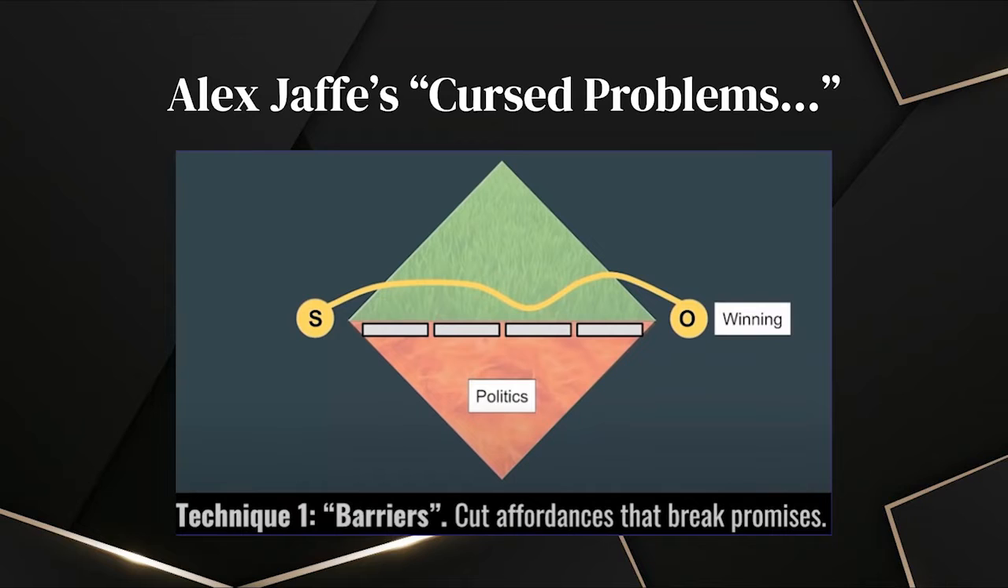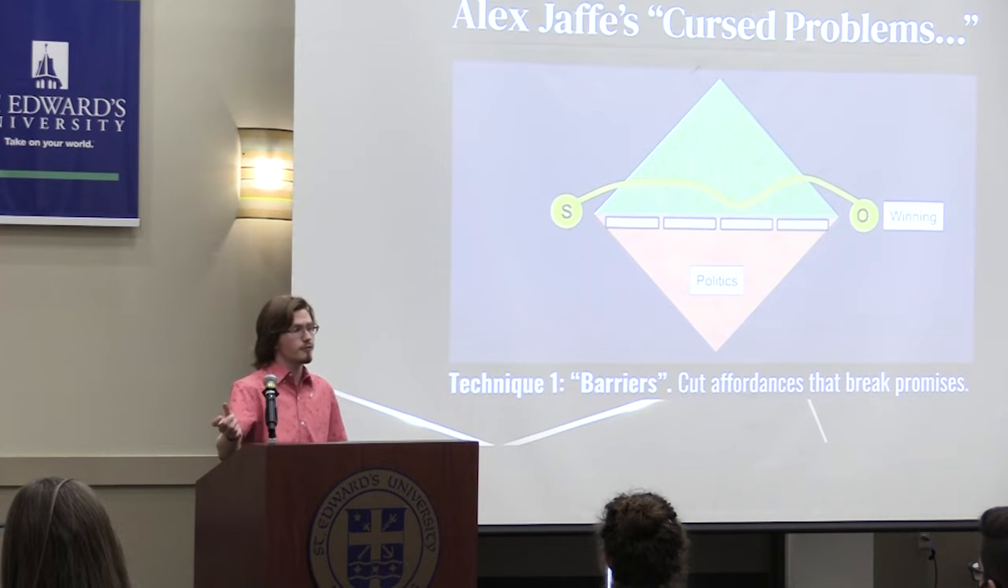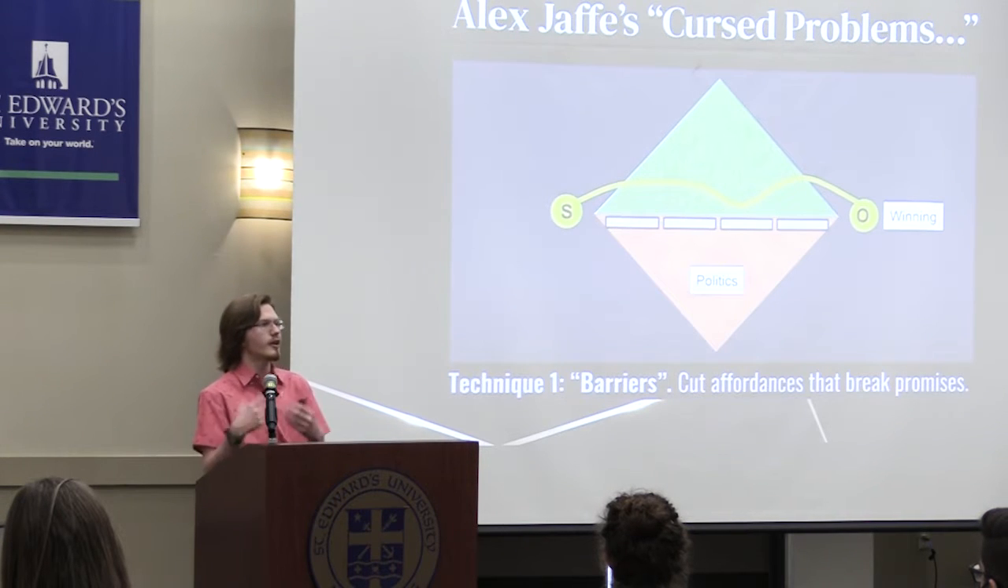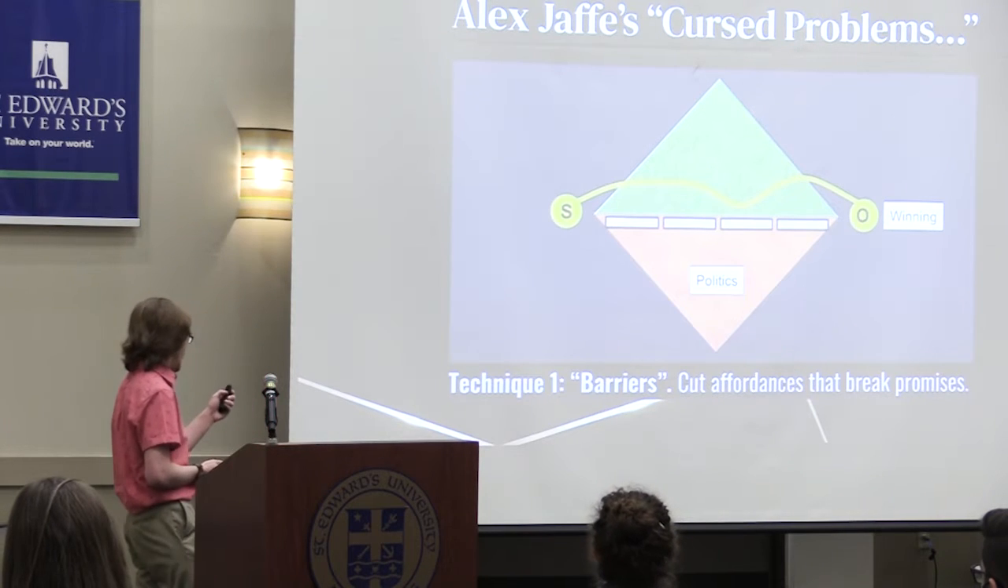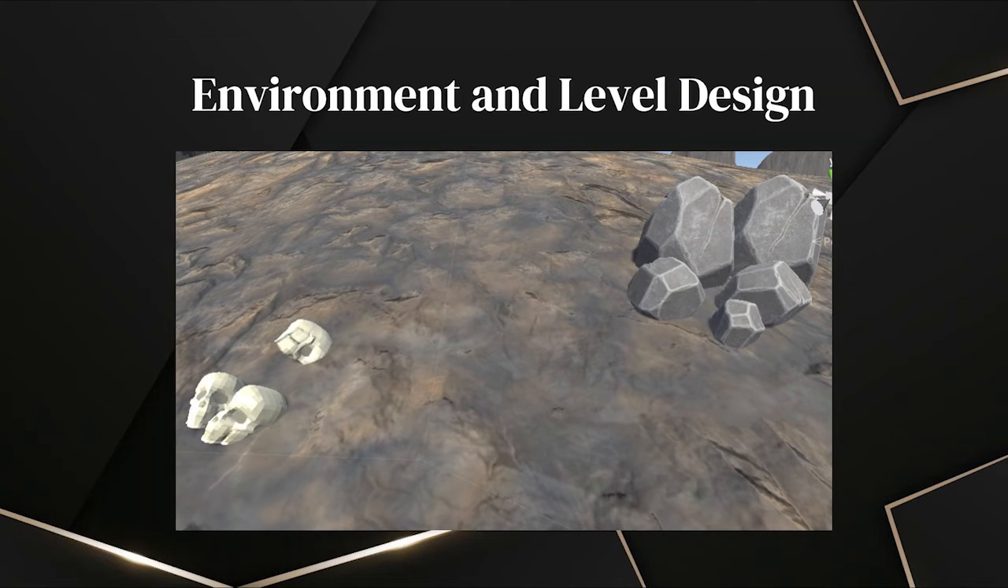I used his first technique of barriers. I cut the affordances that weren't going to reinforce the core player promises that I wanted. I figured out the narrative, the tone, and the theme of the game were more important to me than being able to write for it. And so I avoided it that way through his framework.